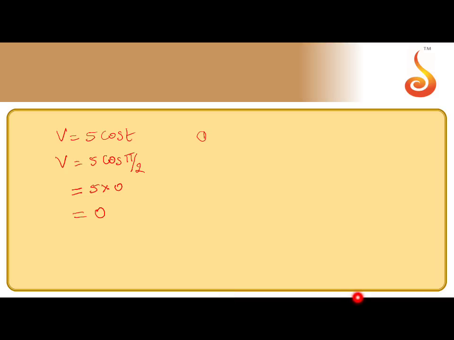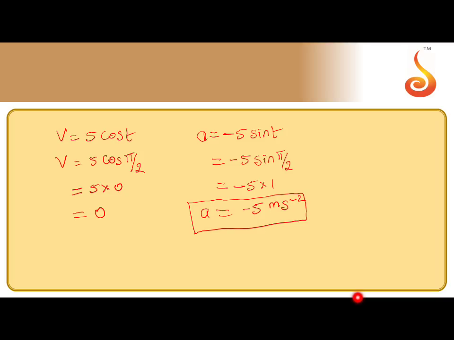Same way, the acceleration is equal to minus 5 sin t. Put t equal to pi by 2: minus 5 sin pi by 2. This will be equal to sin 90 is 1, minus 5 into 1. So acceleration is minus 5 meter per second square. So this is the acceleration at time equal to pi by 2, and this is the velocity. So these are the three equations that I wanted to discuss with respect to differentiation.